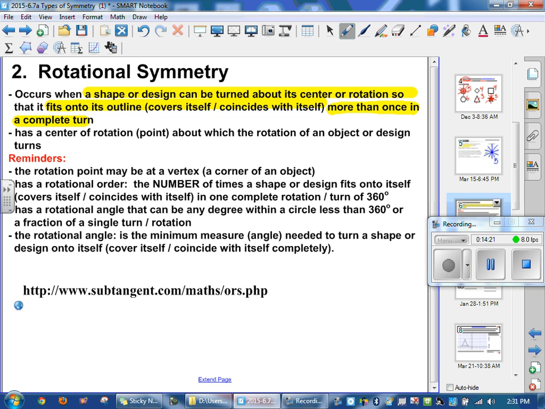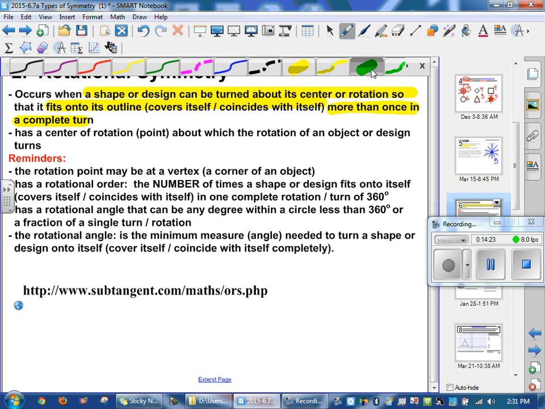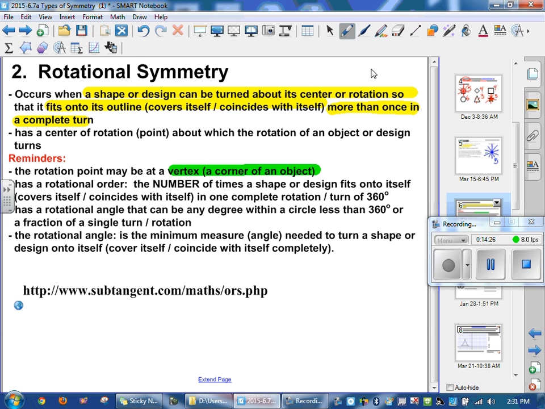Now remember, your rotation point, like we saw this morning, could be a corner, a vertex, but it could also be the center of the object. Okay? It could be right in the middle of the object. It also could be the 0, 0 origin on a Cartesian plane. So it can rotate from a number of different parts. Then we have rotational order. Again, that's the number of times it fits onto itself in one turn. And then we also have the rotational angle. And that's how far it turns each turn.